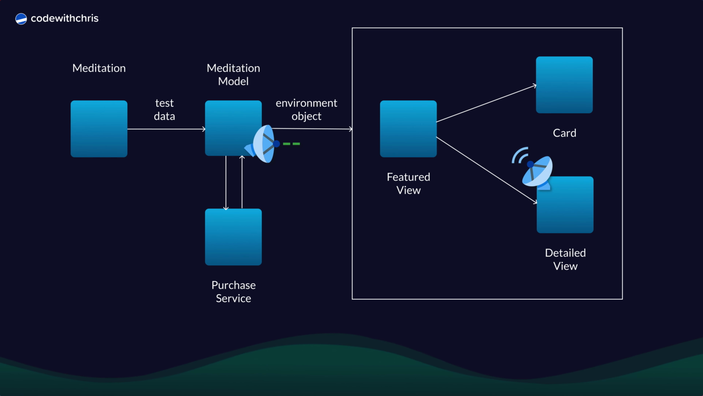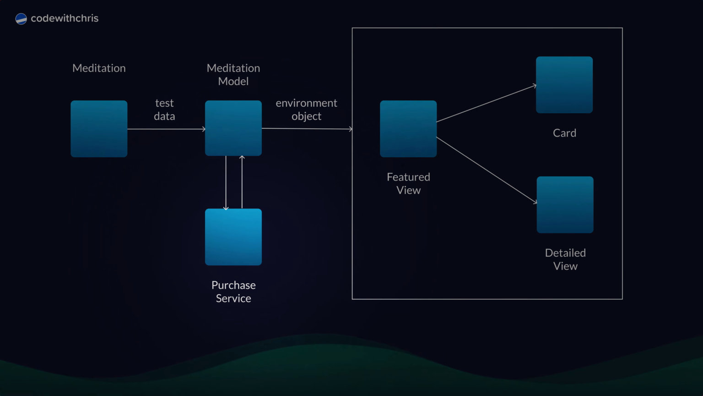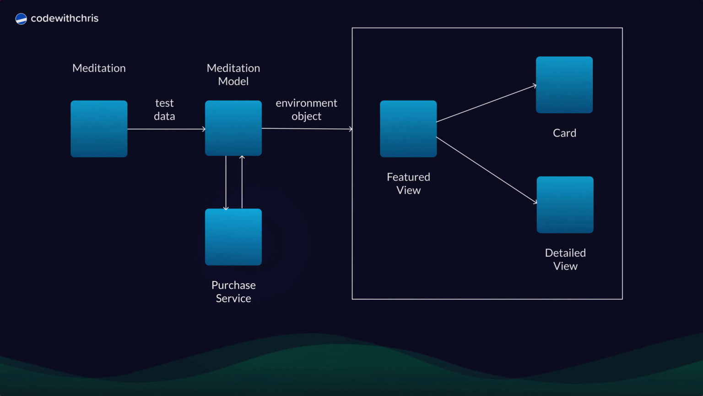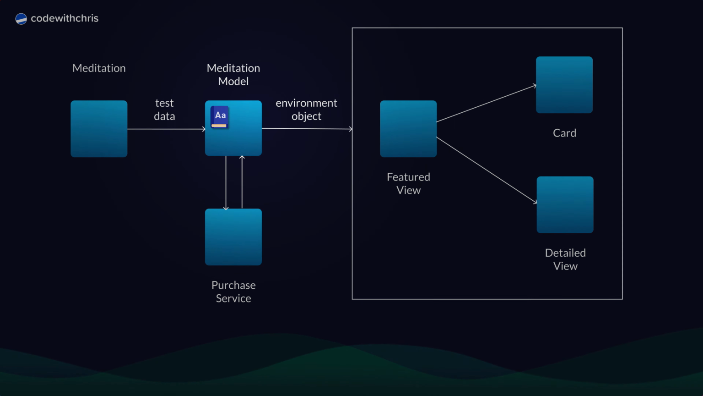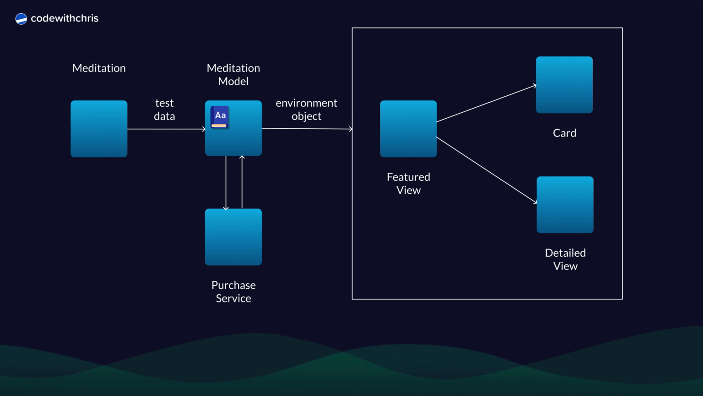And in that method, the meditation model uses the purchase service to actually carry out the transaction. If the transaction was successful, then we update a dictionary inside of the meditation model that keeps track of which meditations the user has purchased or not. Once that dictionary is updated, all of the views, the featured view, the cards, the detailed view, all of them get notified that a purchase has been made and the UI updates accordingly.